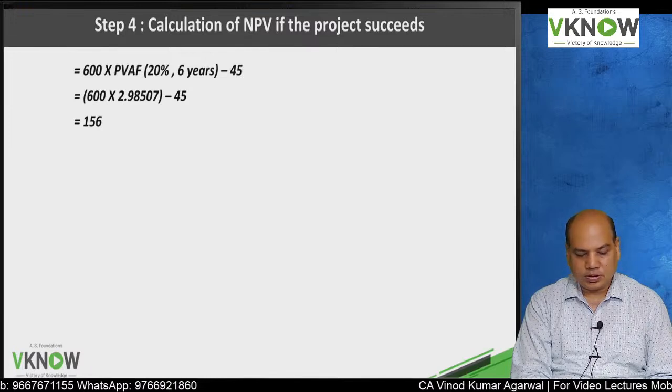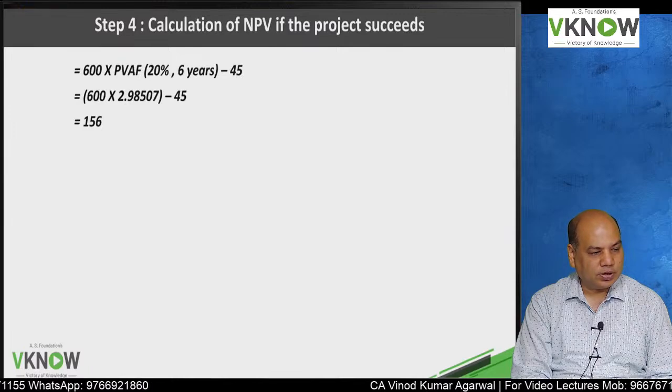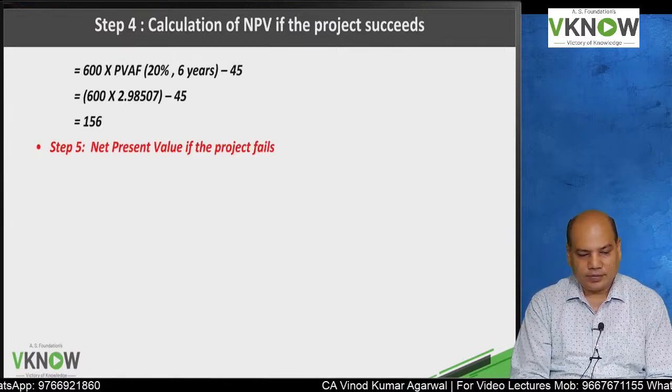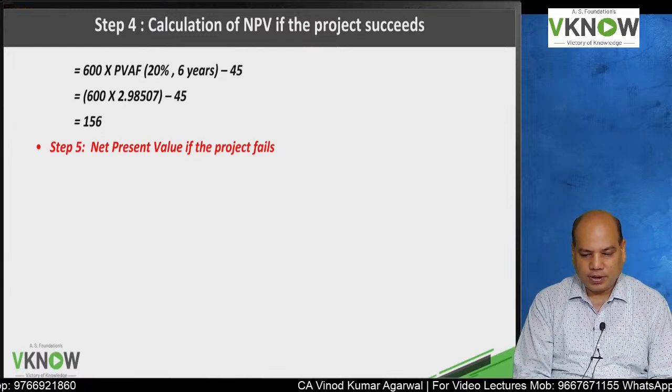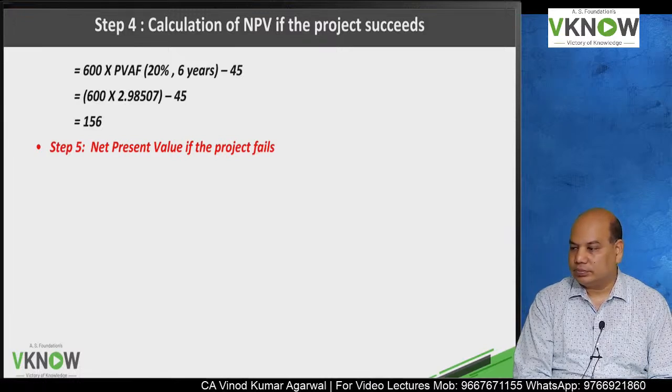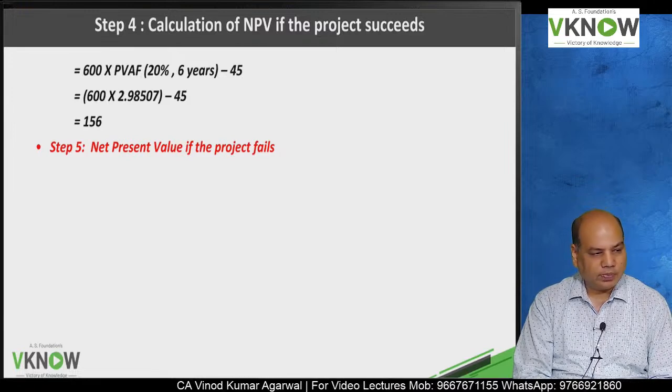Approximately 156. Is it right? Approximately 156. Final answer 156. Step number 5: NPV if the project fails.